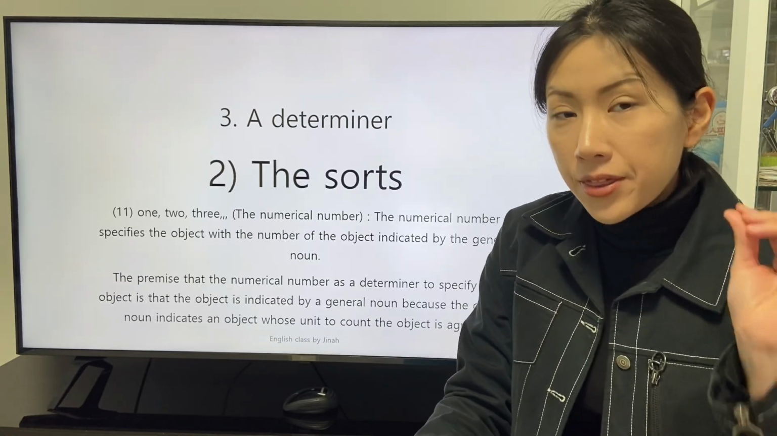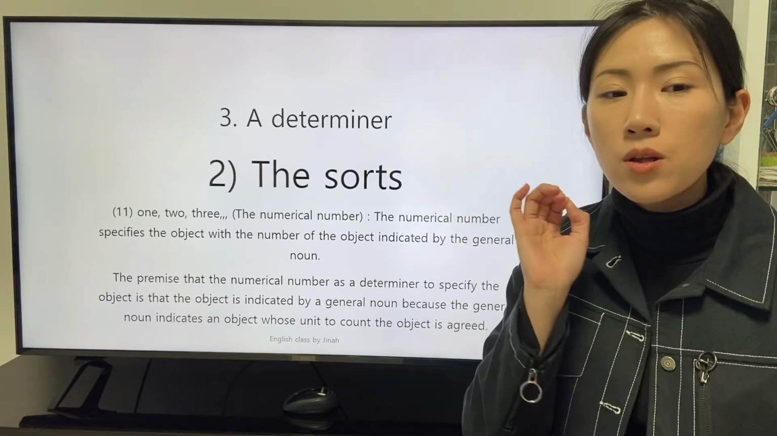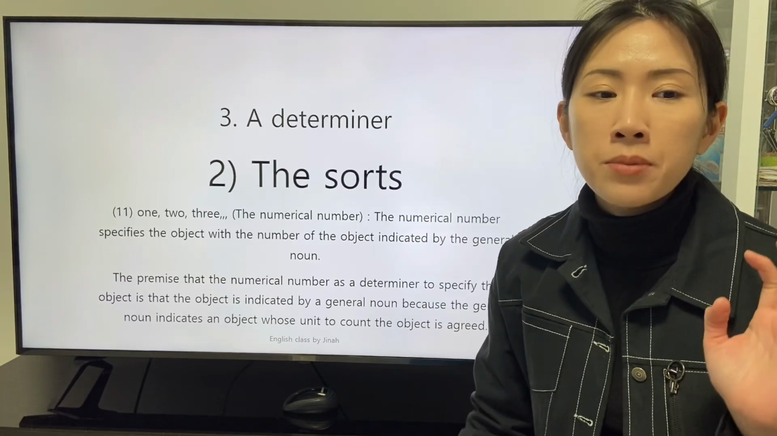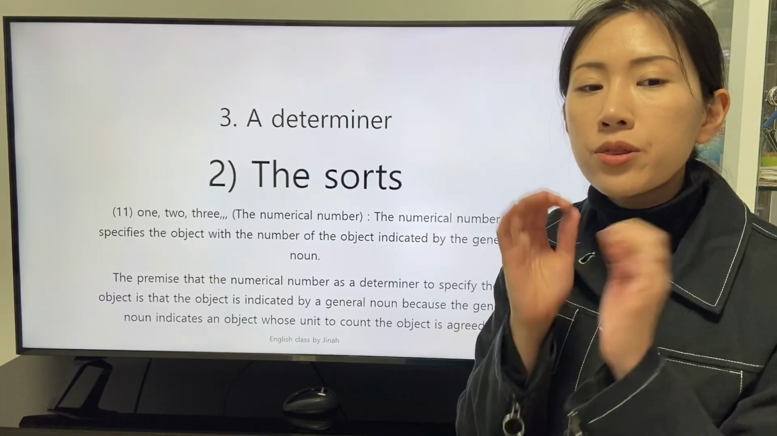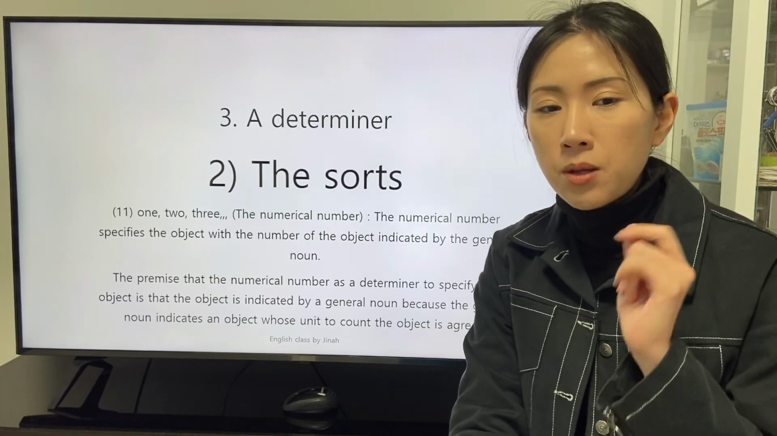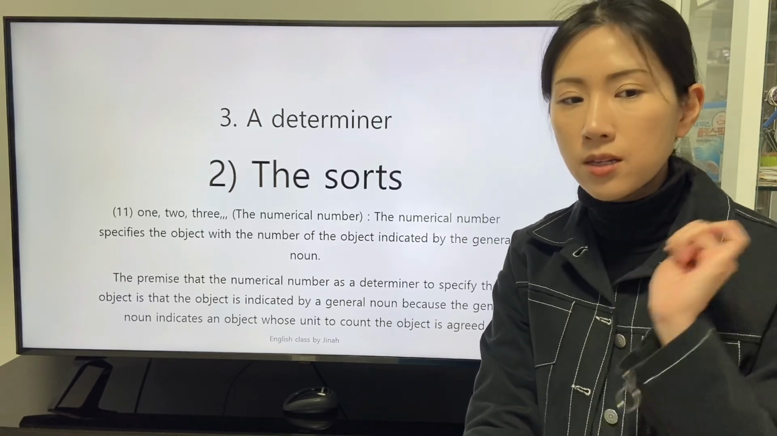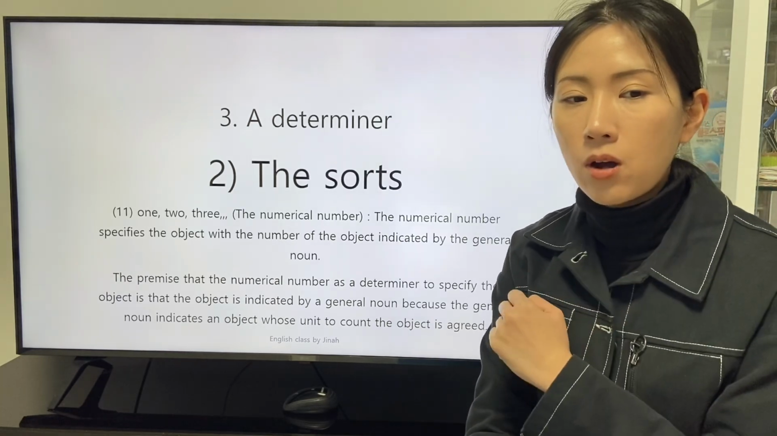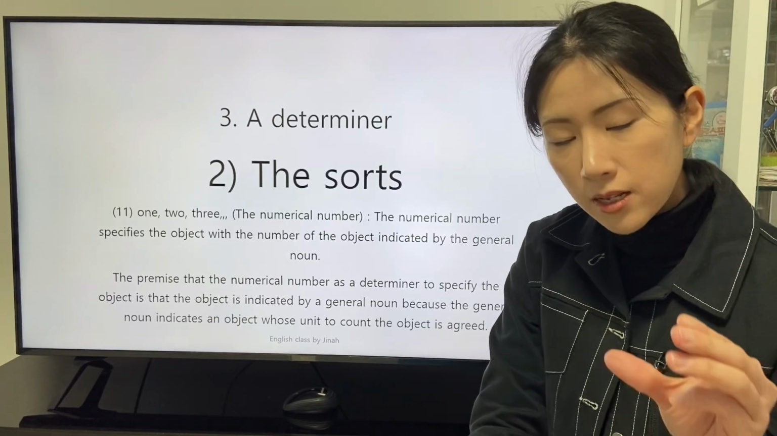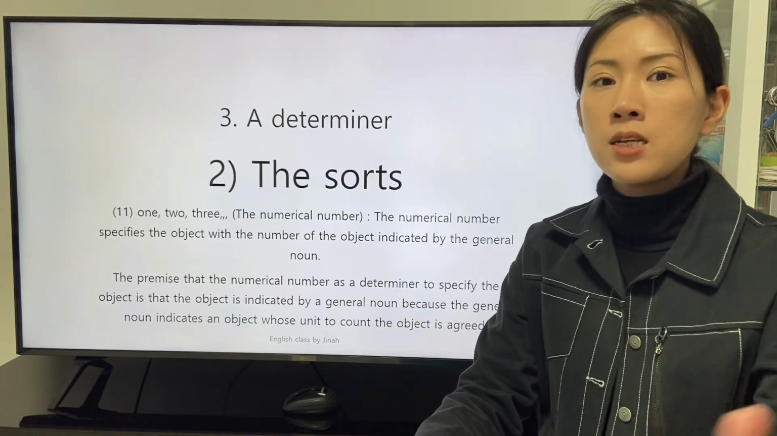The 16th determiner we will study in this class is the numerical number. The numerical number specifies the object with the number of the object. The premise that the numerical number as a determiner to specify the object is that the object is indicated by a general noun because the general noun indicates an object whose unit to count the object is agreed in a linguistic group.